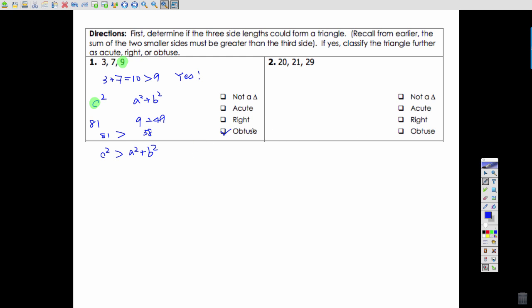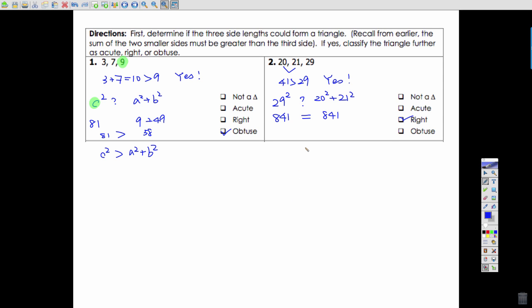Okay, so the second one, same thing. I have to add the two shorter sides together. I have 41. 41 is greater than my longest side, so I do have a triangle. And now I just need to square the longest side and see if that's bigger, smaller, or equal to 20 squared plus 21 squared. As it turned out, on the left-hand side I have 841. On the right-hand side, I have 841. They equal each other. Therefore, I have a right triangle.